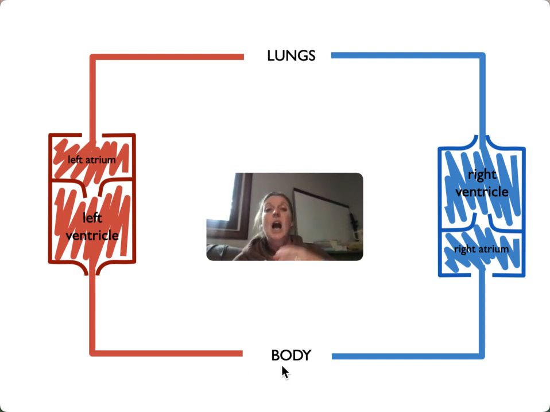So the blood is making this constant circuit, where it is being sent like a delivery truck to pick up the goods that it needs to deliver in the lungs. And then once the delivery truck is filled, then it gets sent out to make the delivery. And it goes around and around, picking up oxygen, dropping oxygen off. And each one of those trips is powered by a different side of the heart.